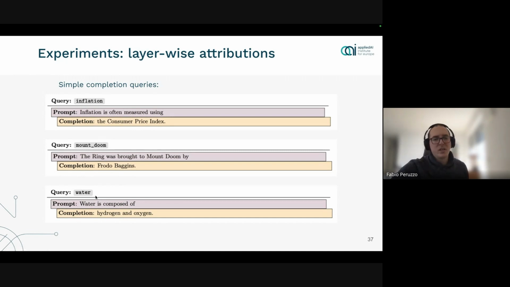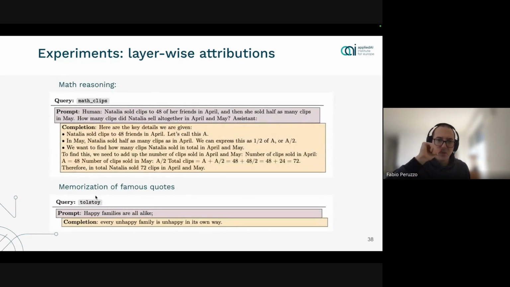And then together with this, we also consider queries that are more related to math reasoning. So this one, Natalia sold clips for 48, etc. This one entails more of a mathematical reasoning type of solution. And then we have memorization of famous quotes. So we have this quote from Anna Karenina, which we ask the model to complete.